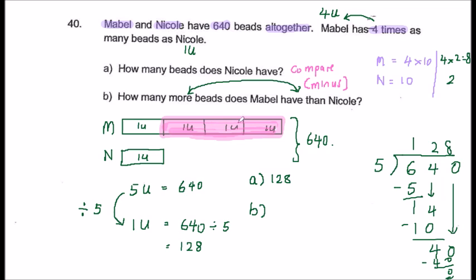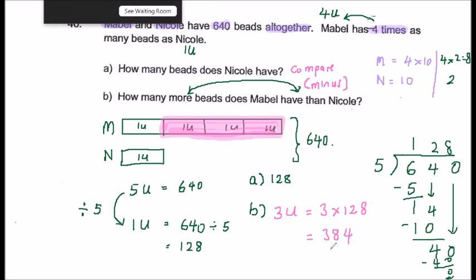Mabel has 3 units more than Nicole, right? So instead of finding Mabel and minusing Nicole, we can straight away find the answer. The difference is 3 units. So I can straight away find the 3 units, which is the difference. It's going to be 3 times 128, so we will get 384. That's the answer.